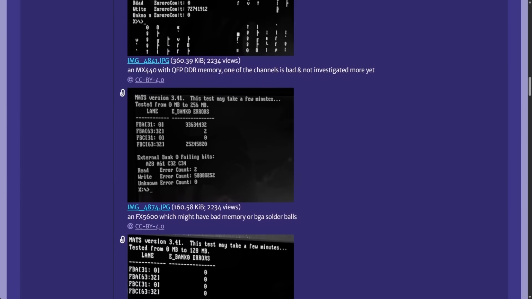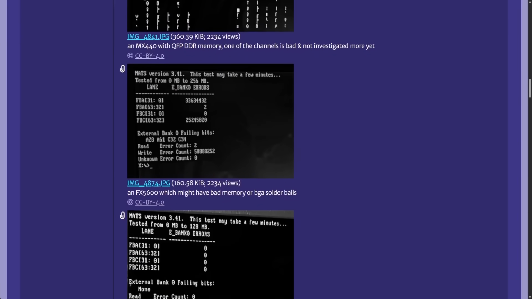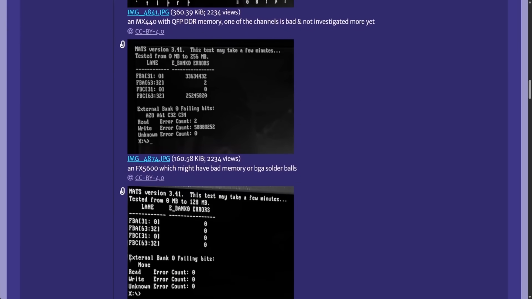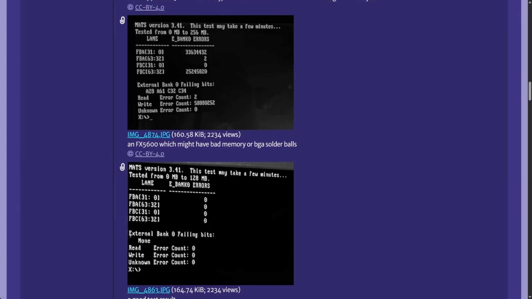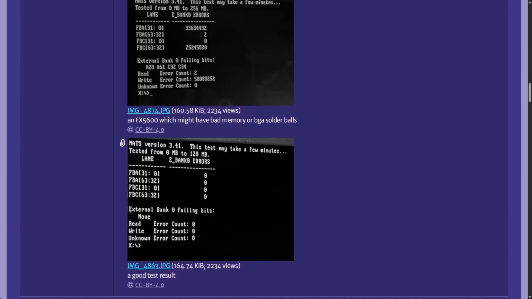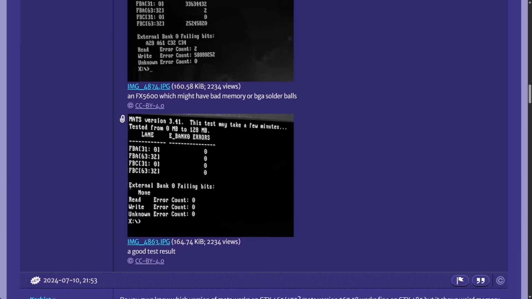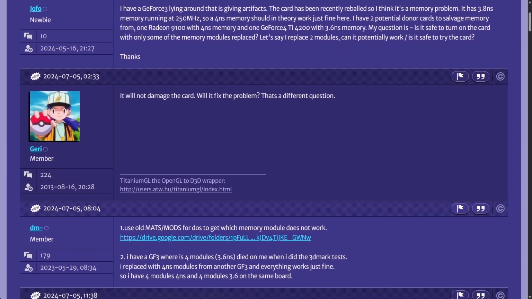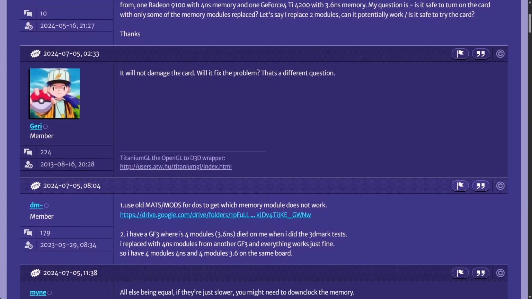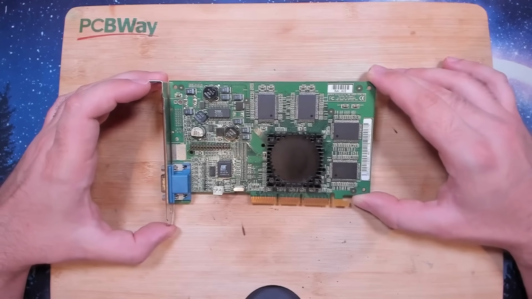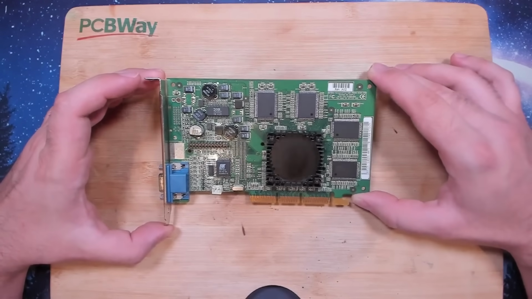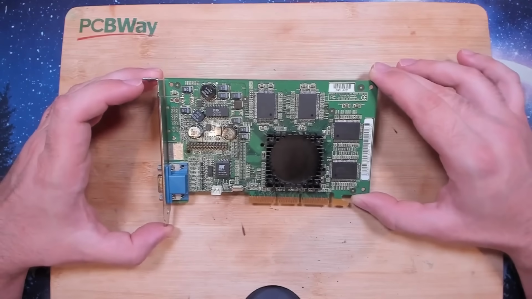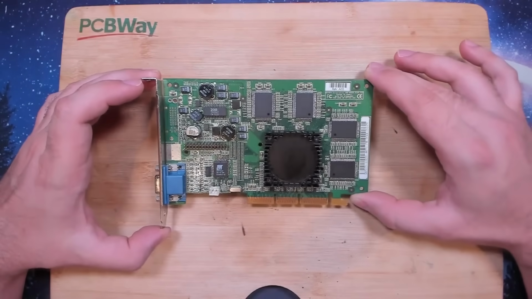On Vogons, you will find some threads where users post their success stories debugging their GeForce cards. Having access to such tools allows you to narrow down the issue and probably save you a lot of time and guesswork. And if you look hard enough, you will even find a copy of MATS and MODS. And that's great because that allows many of us to keep these cards alive for much longer. Or repair them, what we're trying to do today.